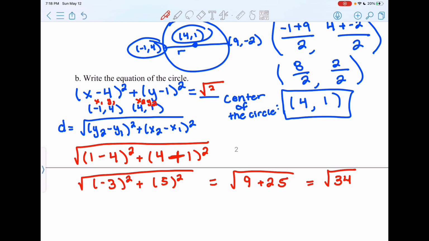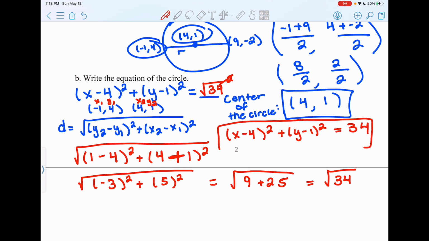And to complete the equation of my circle, I need to set it equal to the radius squared. But remember, if we ever square a square root, the square undoes the square root. So my final equation will be x minus 4 squared plus y minus 1 squared is equal to just 34. And that is how we write the equation of a circle. We need the center and the radius, and the form is x minus h squared plus y minus k squared is equal to the radius squared. Please let me know if you have any questions, and I will see you in class.